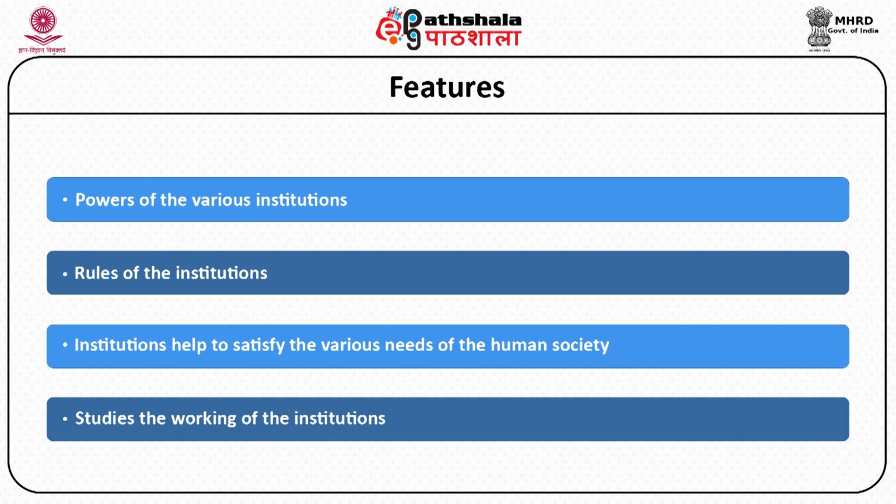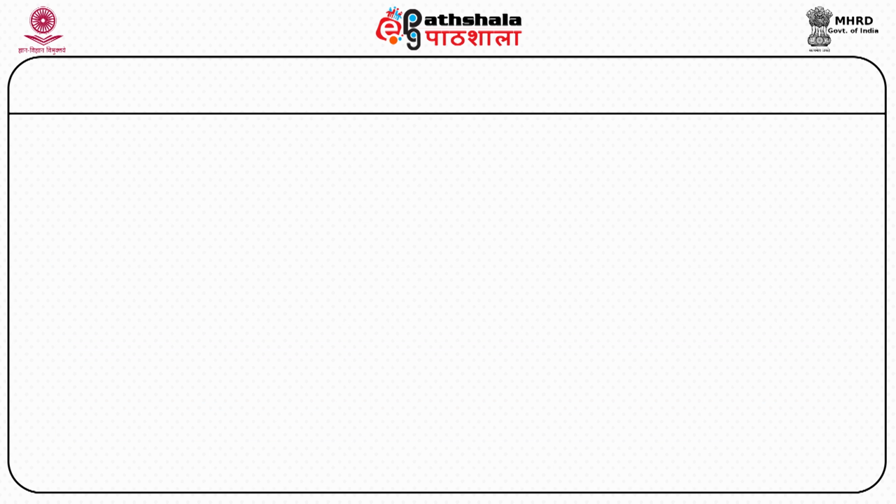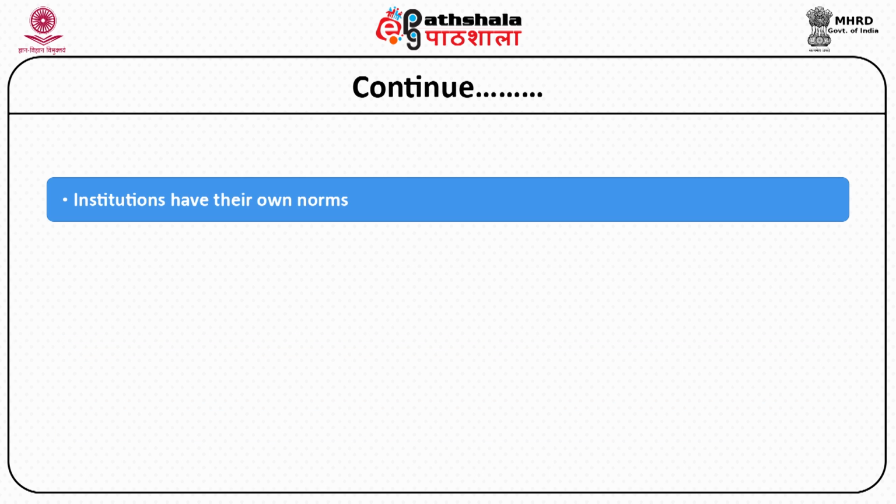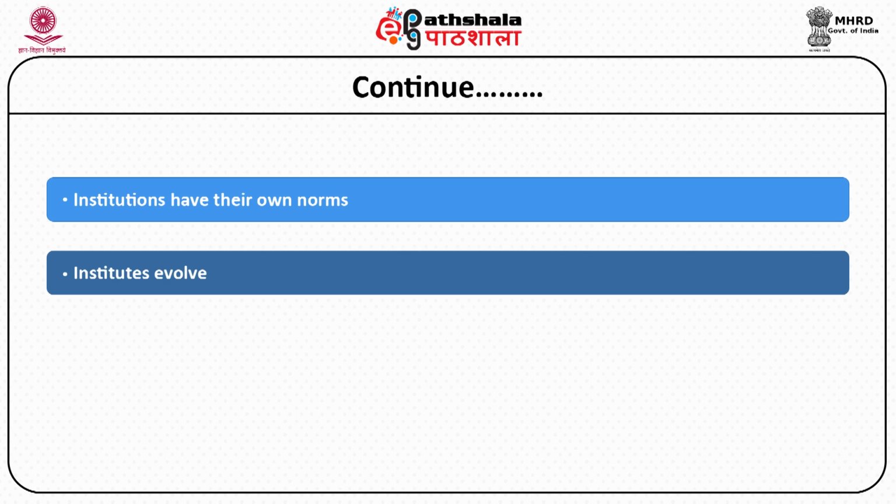Every institution has its own history. Every institution has its own past. So, the institutional approach studies the norms of the institution. It studies the past of the institution, the functioning of the institution in the past, present, and how it will act in the near future. Institutions evolve over a passage of time.